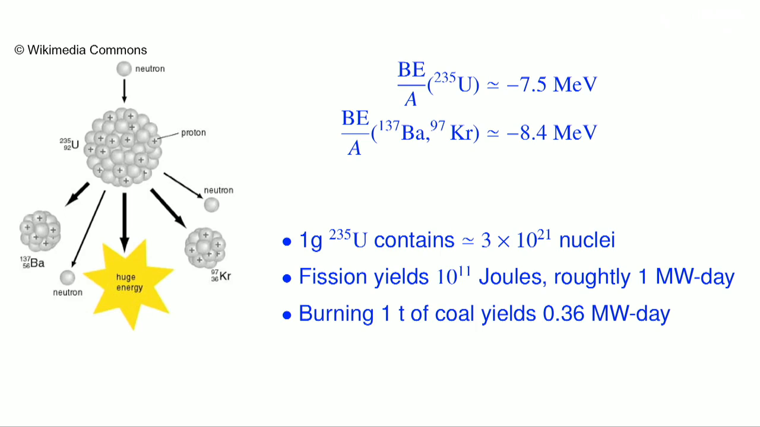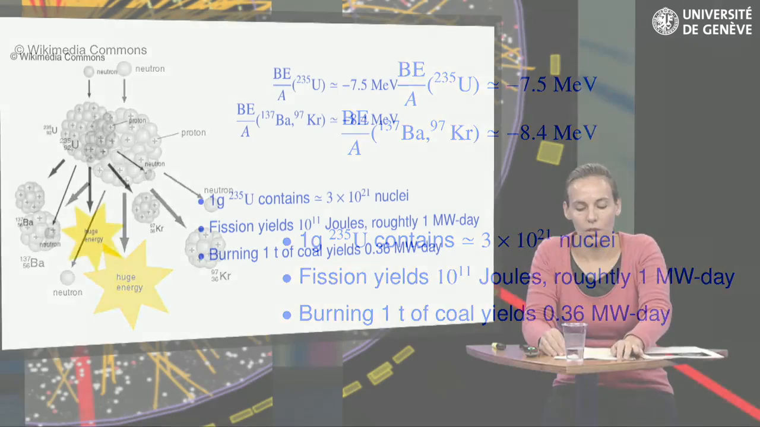As an example, the binding energy per nucleon is minus 7.5 MeV for uranium-235 and minus 8.4 MeV on average for the two daughter nuclei. The energy released by fission is typically 0.9 MeV per nucleon.